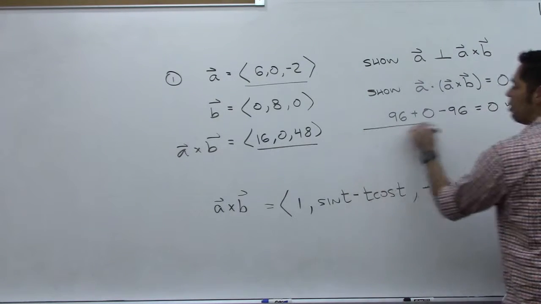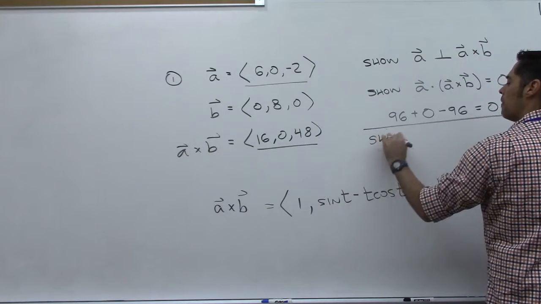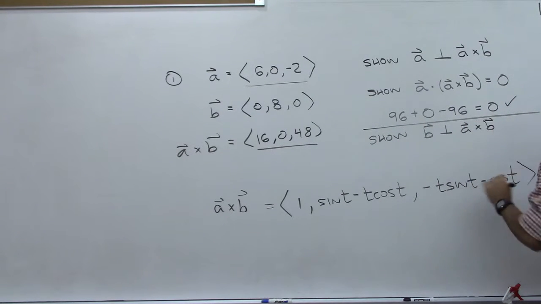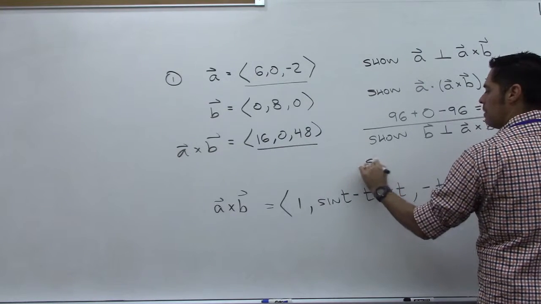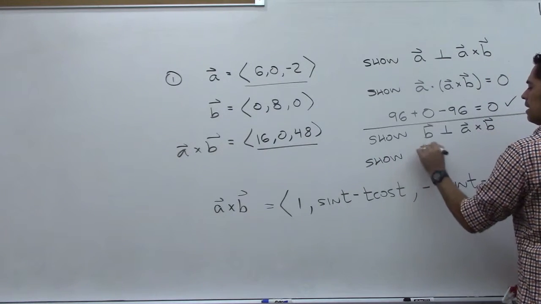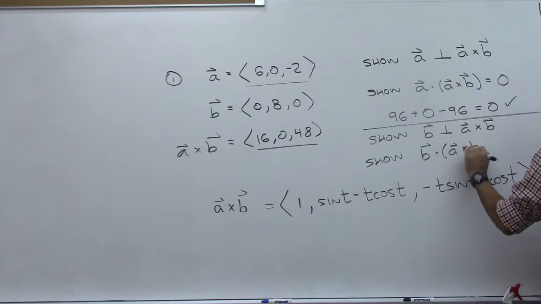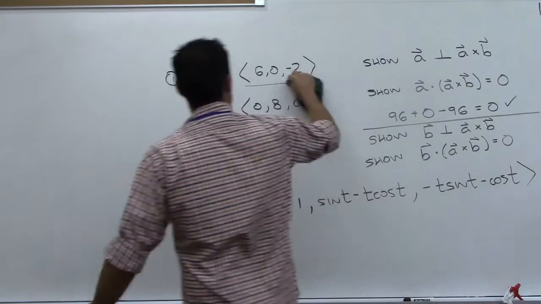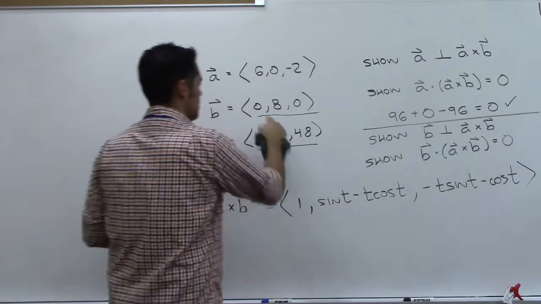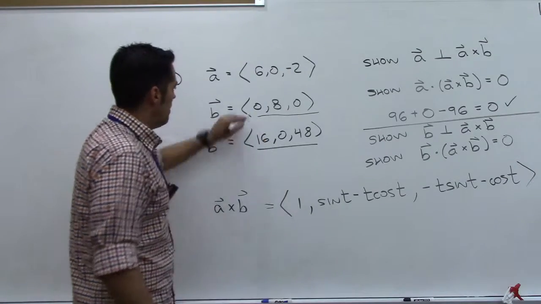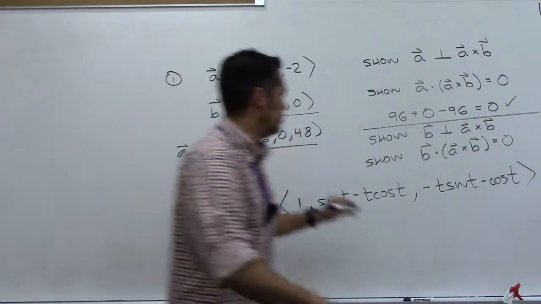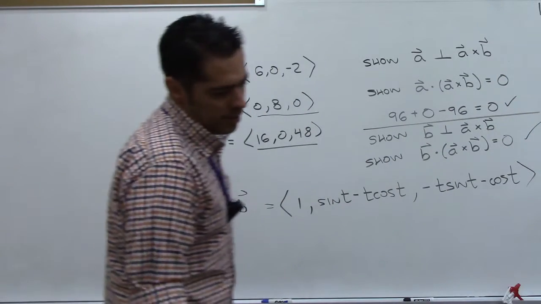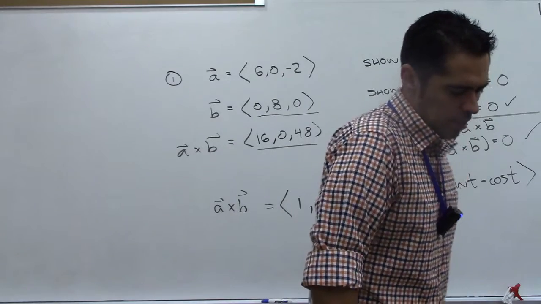Now, I also need to show that B is orthogonal to A cross B. And so I want to show that B dotted with A cross B is 0. Now I'm doing B instead of A, dotting these two together. So let me dot them. I get 0, 0, 0. So that's true. All right. So I'm not going to do it for number 2. But let me go to 6.